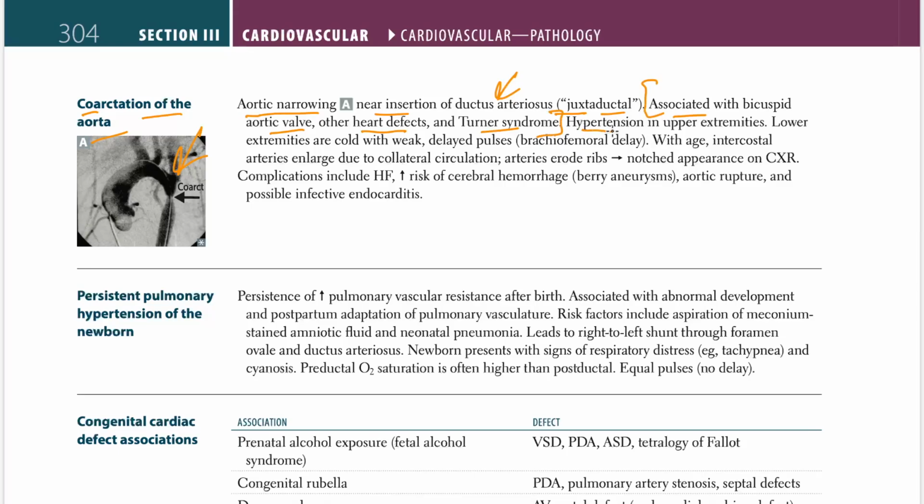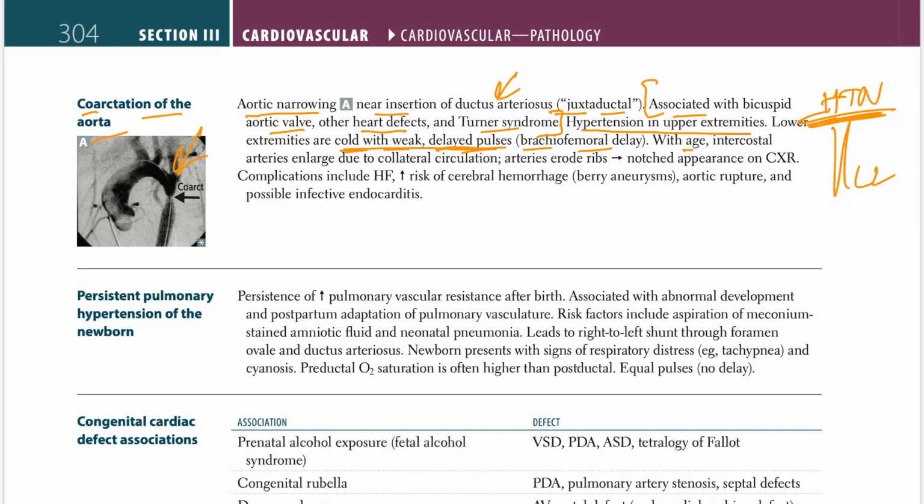Hypertension in the upper extremities, while lower extremities are cold with weak delayed pulses. That is an important thing, which is called brachiofemoral delay, meaning you have hypertension in the upper extremities, but in the lower extremities, you just have very delayed pulses, leading to cold and weak extremities, lower limbs.